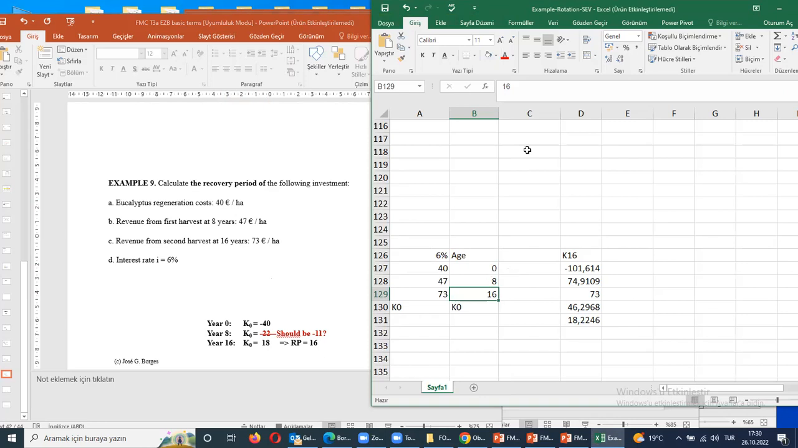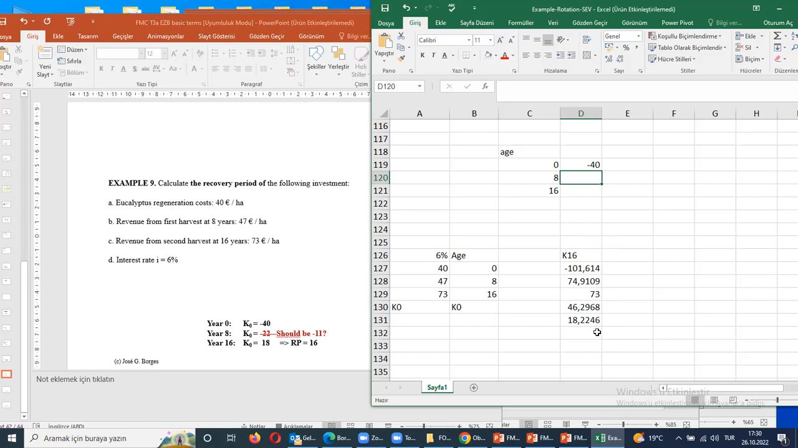Age 0, 8, and 16. At the age of 0, there is also the cost, which is minus 40, right? $40 per hectare. There is no income at the age of 0, because it should take 8 years at least to have some revenue from the first harvest.